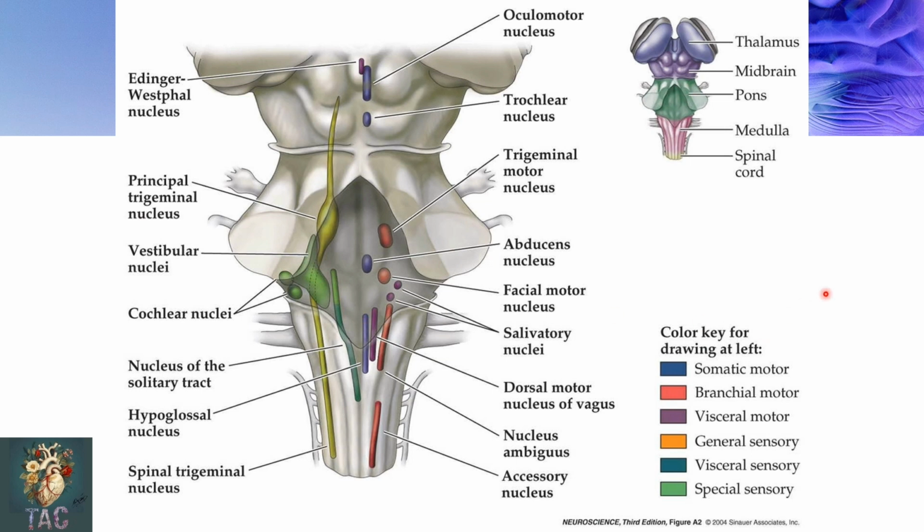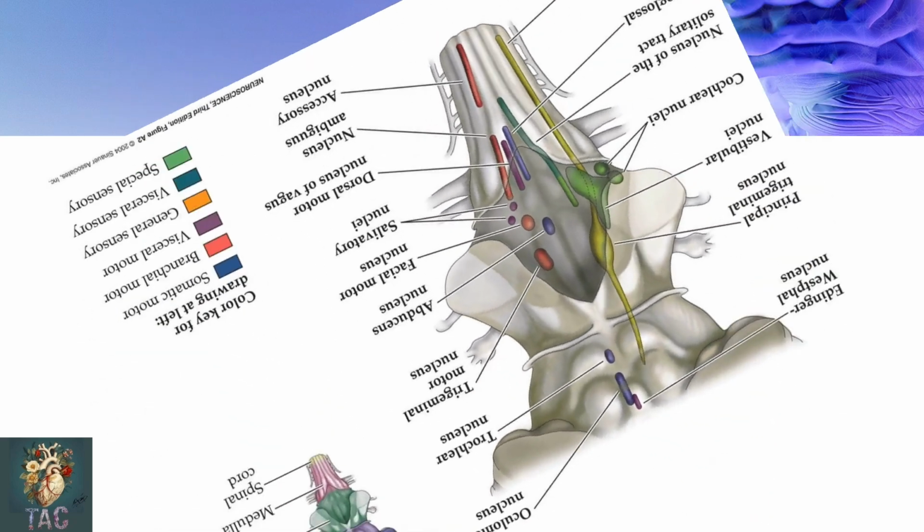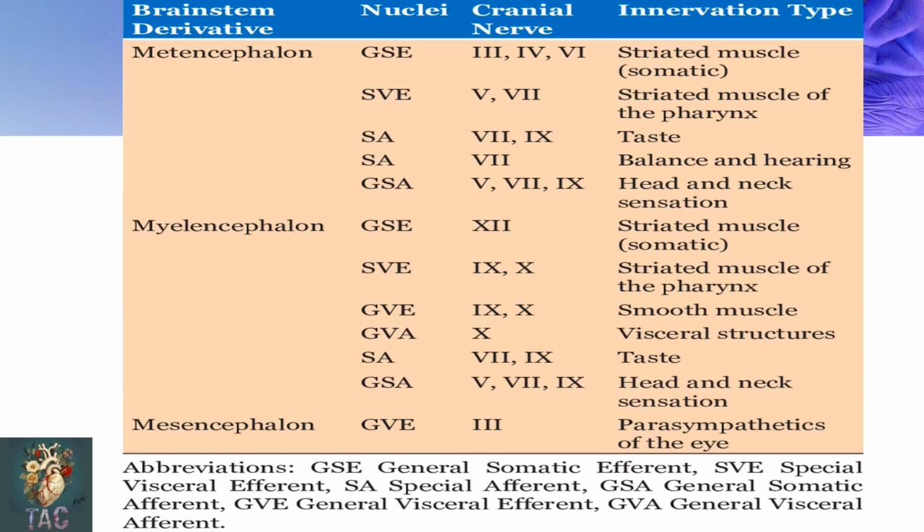So these are the different nuclei and their derivatives, which are initially formed from the alar plates and the basal plates, and their derivatives in the mesencephalon, in the pons, and in the medulla oblongata. So please memorize. This will also help you to memorize different types of fibers in neuroanatomy as well. So have a look at this table just to memorize.